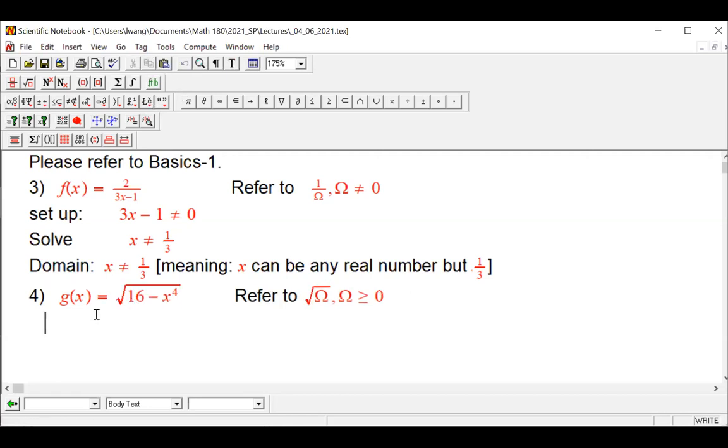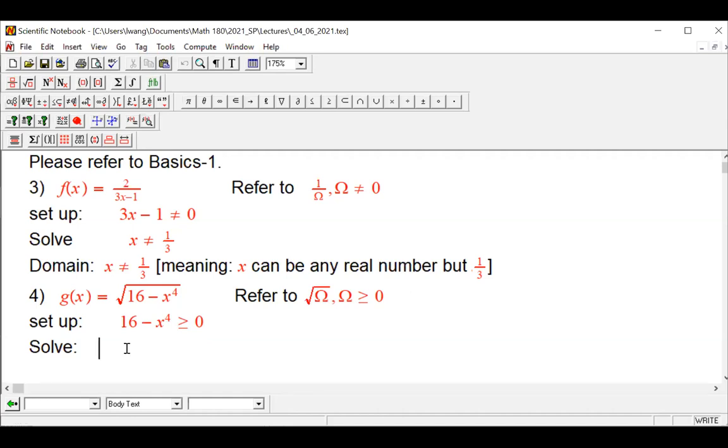Here, whatever is in the place of omega must be greater than or equal to 0. That's how you set up. You don't have to write the word setup, but that's how you set up. And then solve this inequality. Do you guys know how to solve this inequality?